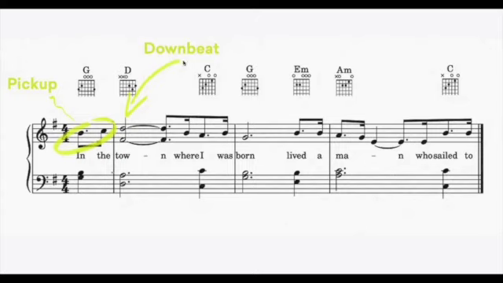We'll start with the downbeat. Downbeat is always the first beat of a measure. So if I say we're going to start on the downbeat of measure 7, that just means we're going to start on the first beat of that measure.